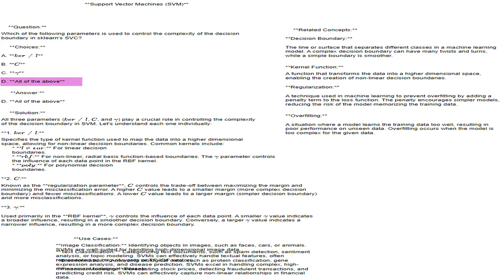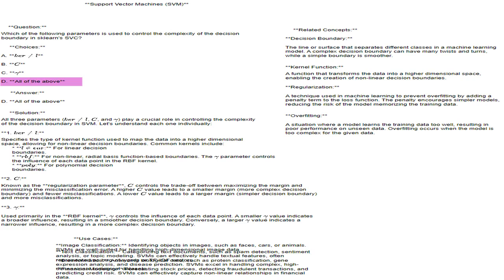True. The gamma parameter is primarily used with the RBF kernel. It influences the width of the Gaussian kernel, which controls the influence of each data point. A smaller gamma value results in a wider influence, creating a smoother decision boundary, while a larger gamma value leads to a narrower influence, creating a more complex decision boundary.